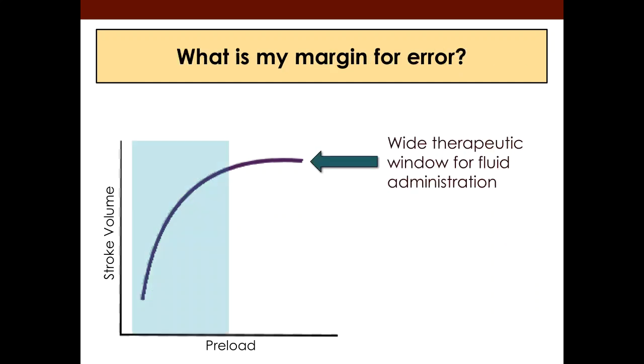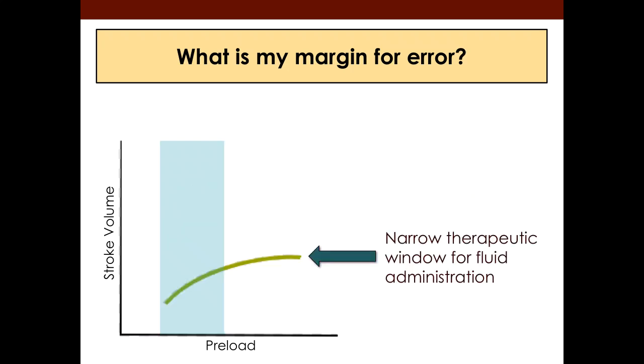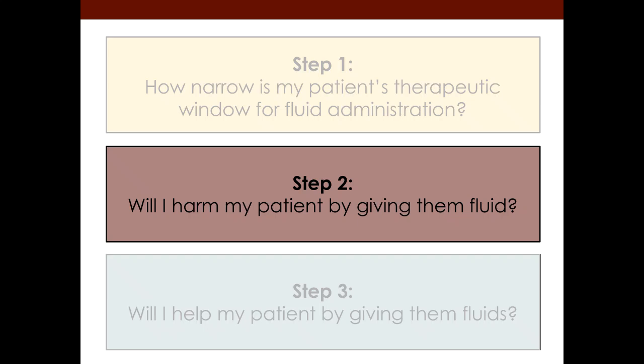Because really what you're getting at here is, what is my margin for error? Do they have a wide therapeutic window for fluid administration or a narrow therapeutic window for fluid administration? Like this. Because this patient with a super narrow window, just because they have terrible LV function doesn't necessarily mean they don't need a fluid bolus. You just have to know that this patient may have a very narrow margin for error here and a very small window that giving fluid is okay. And so rather than giving a big bolus up front, I might do something like thoughtfully give smaller serial boluses with very frequent reassessments.